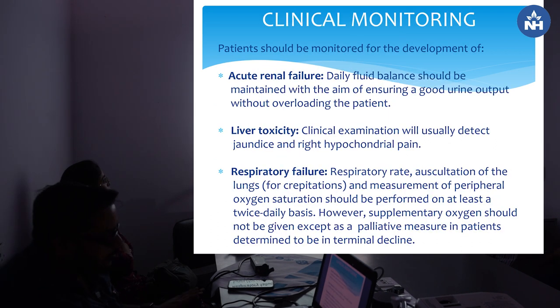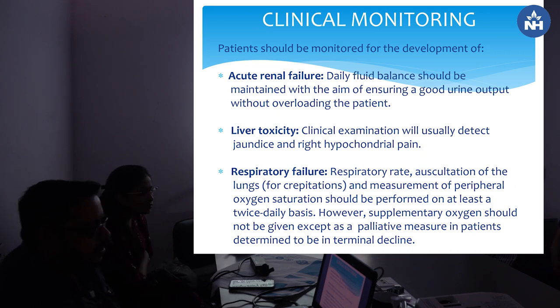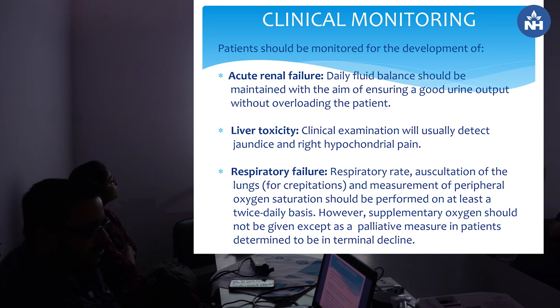Now, during the process of management, these are the clinical monitoring we should do. First is for acute renal failure. Daily fluid balance should be maintained with the aim of ensuring good urine output without overloading the patient. Clinical examination usually detects jaundice and right hypochondrial pain, which are symptoms suggestive of liver toxicity. Respiratory rate, auscultation of the chest for crepitations, and measurement of peripheral oxygen saturation should be performed on at least a twice daily basis. However, supplementary oxygen should not be given except as a palliative measure in patients determined to be in terminal decline.